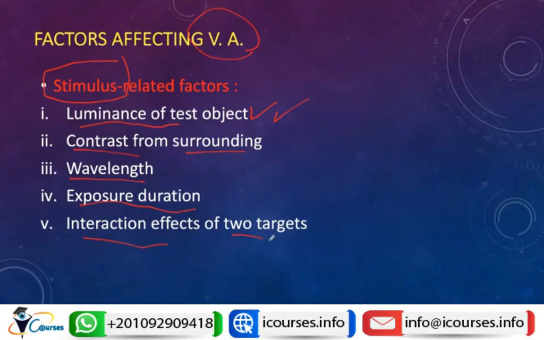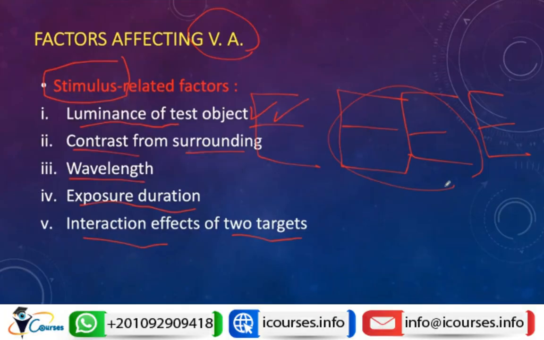Interaction effects between targets. I told you that in amblyopia, if you present a single optotype in front of the amblyopic patient, he can see it. But if you put the same optotype in a line, then the patient may not be able to see it, because there is an interaction between neighboring optotypes.